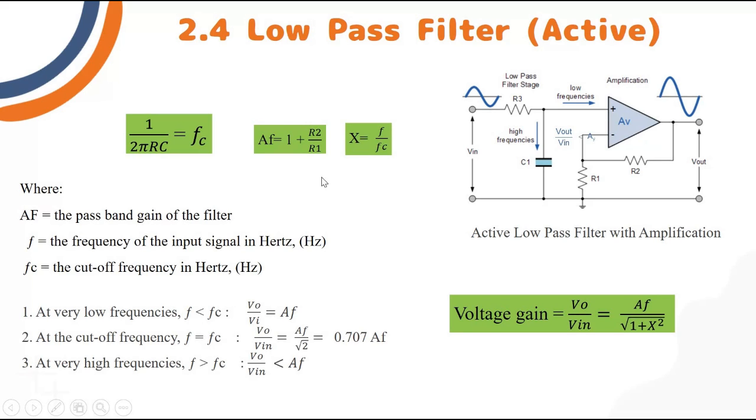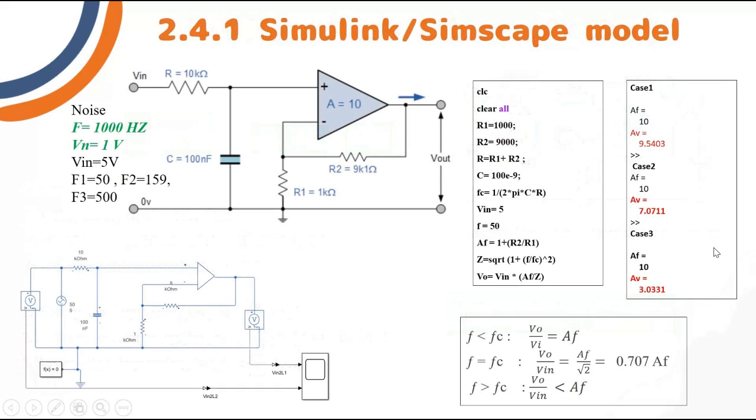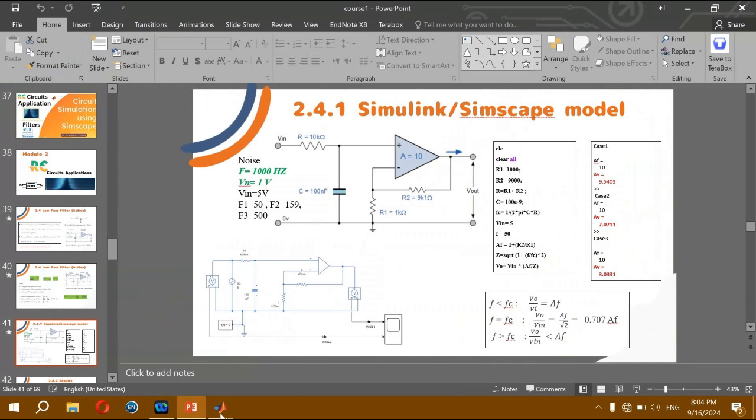This is the mathematics. Let's see this in MATLAB Simulink. We are going to model this circuit. R is equal to 10 kilo, then C, R1, R2, and we are going to test this circuit with 3 cases. In the first case, the frequency is equal to 50, the second is equal to the cutoff frequency, and in the third case, the frequency is equal to 500. We are also going to use MATLAB code to calculate the values and compare them with the result from the simulation. Let's go to Simulink.